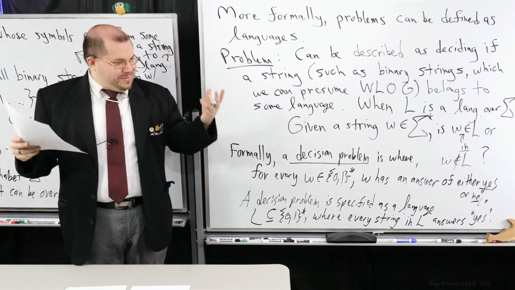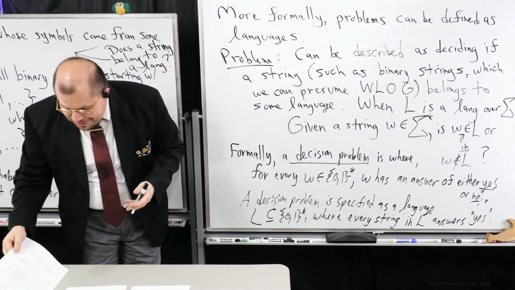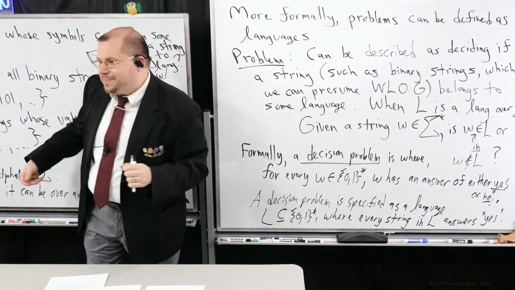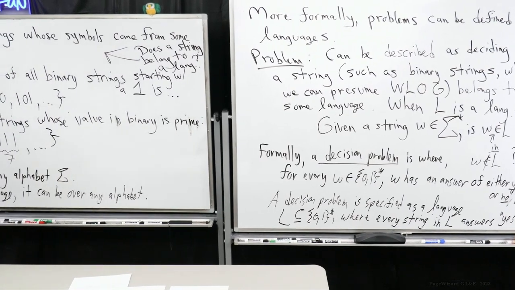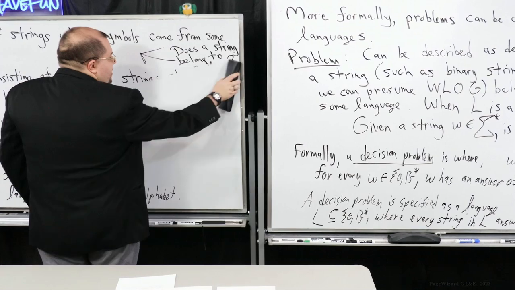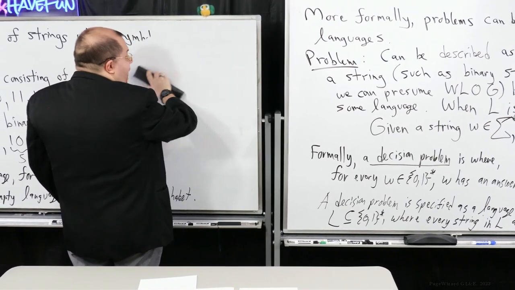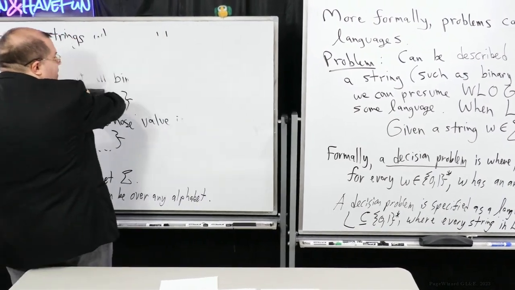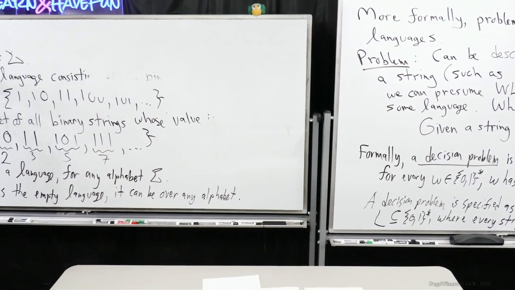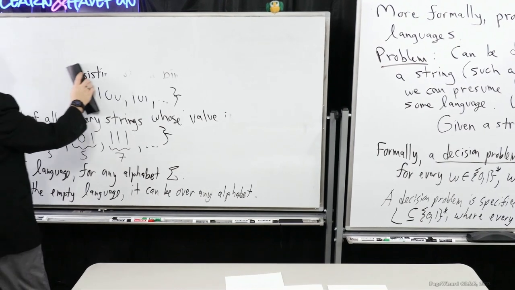So just to put it all together into a bow, I need to put this all in nice connection for us. I want you to just digest what I just wrote there and try to think about the connection between L and what it means for a decision problem to answer yes.